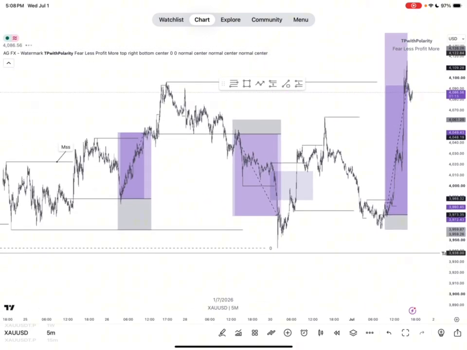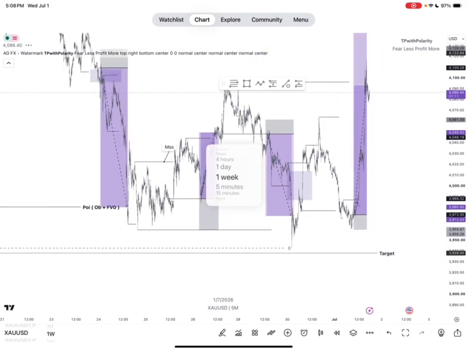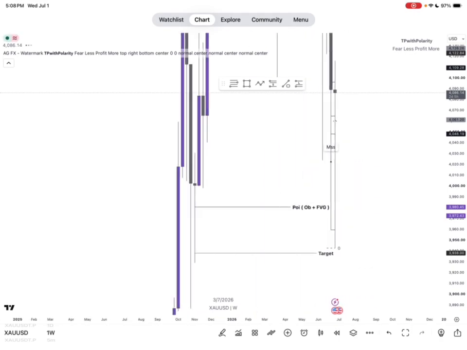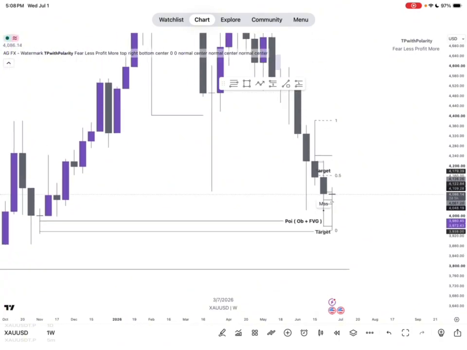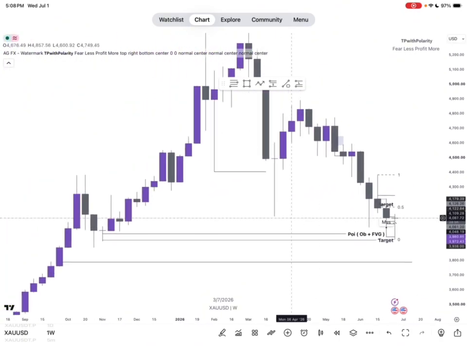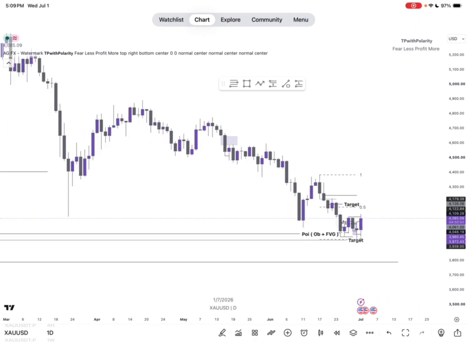As you can see from here, if you go into the weekly time frame, price was clearing liquidity. Price cleared one liquidity here. This is the second liquidity. This is the third one. This is a POI that first reversed price. Then price came for this second one. Now this second one, let me show you, is the higher probability order block.